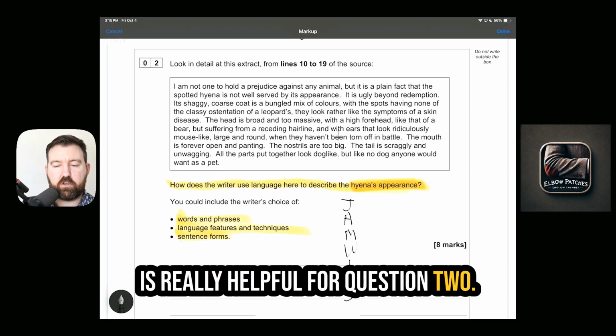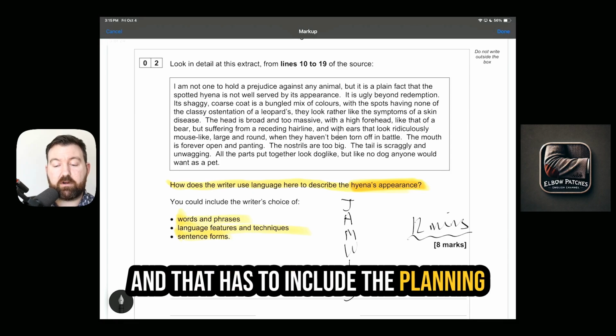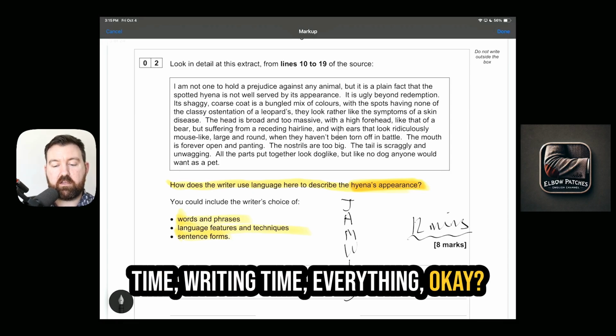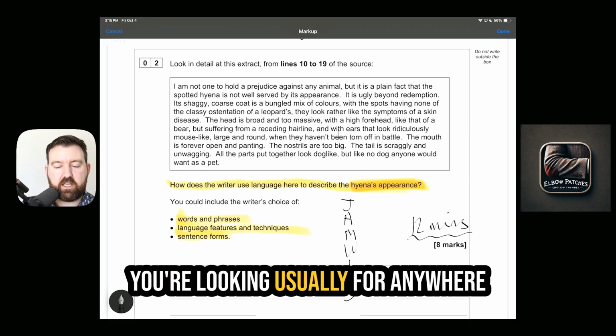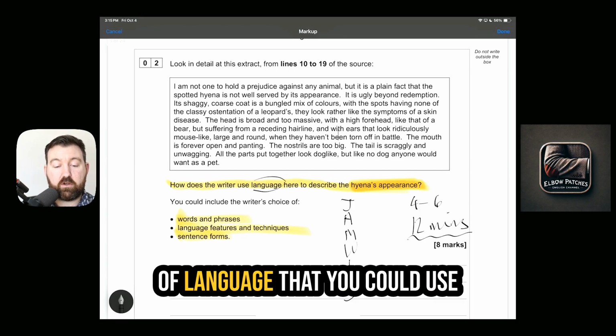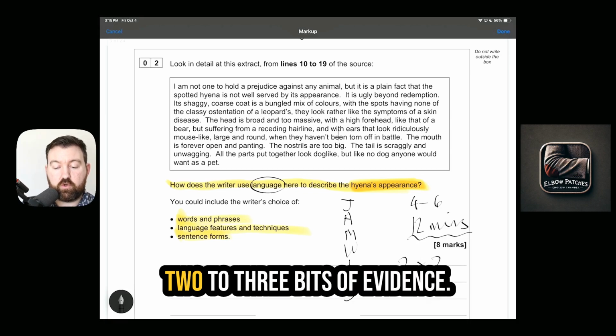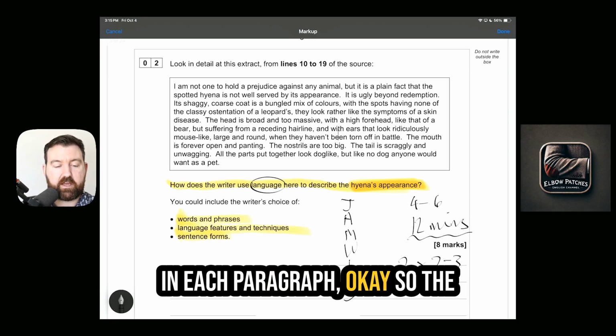For question 2, you're going to have a total of about 12 minutes, and that has to include the planning time, writing time, everything, okay? You're looking usually for anywhere from 4 to 6 possible bits of language that you could use to create 2 paragraphs with 2 to 3 bits of evidence in each paragraph, okay?